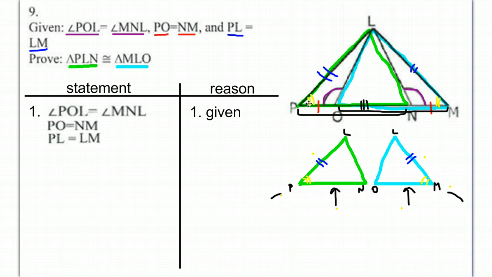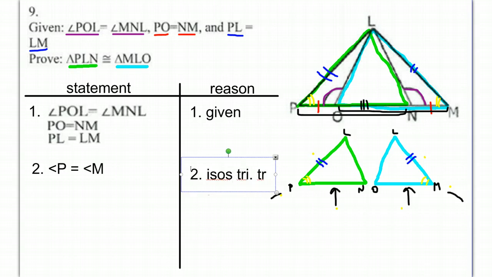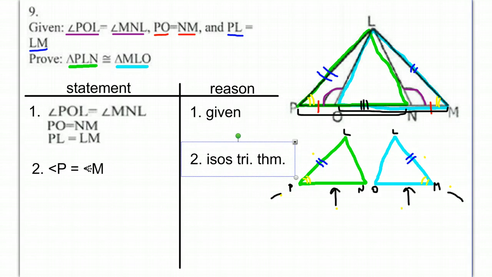We'll start with the isosceles part where angle P is equal to angle M. So we have angle P equal to angle M. And the reason we can do that is by the isosceles triangle theorem. So, isosceles triangle theorem, we can go ahead and just write that out right there. That proves that P and M are equal. Those are the ones that we marked right here.